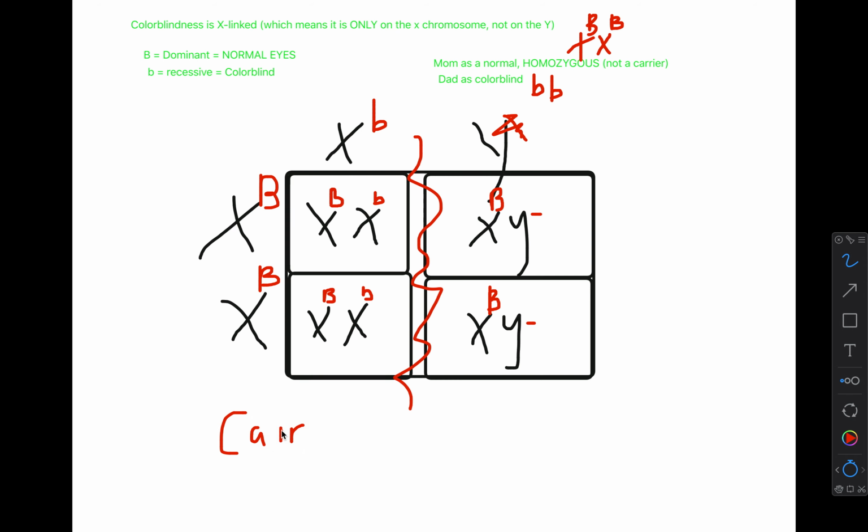So none of their children, carriers, sorry. So none of their children will be colorblind, but their female children will be carriers, and their male children will not be colorblind, no carriers, because they can't be carriers, right? So what that means is maybe their children won't be colorblind, but maybe if their daughters go on to have children, their grandchildren could be colorblind. And this is how things skip a generation. Interesting, right? Okay, so maybe their grandchildren will be colorblind.